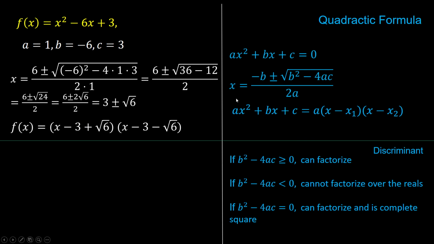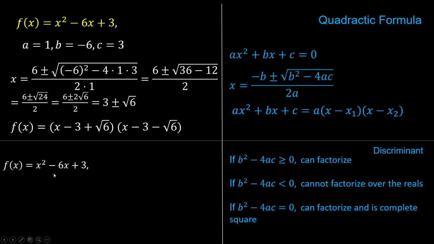So in that case, this whole idea will work. You can just write down the factorization using this. But if this number is negative, then you run into the issue of a square root of a negative number, which cannot be real. So in that case, you cannot factorize over the real numbers. Okay? And if this is equal to 0, then again, it can be factorized. In that case, those two numbers are the same. So we have (x minus x1) squared. So it becomes a complete square.